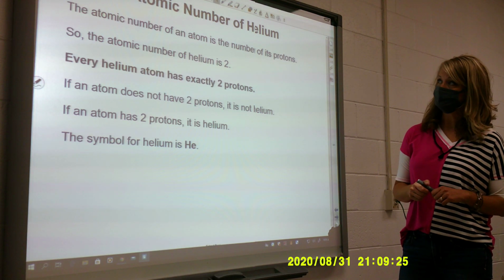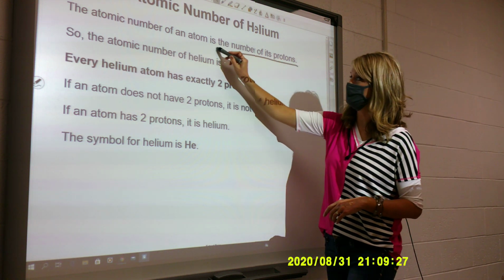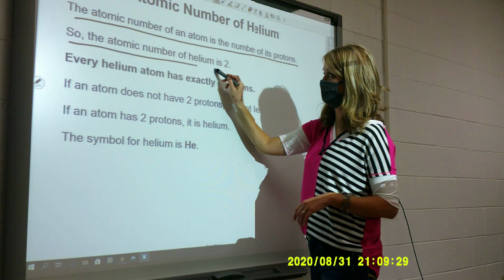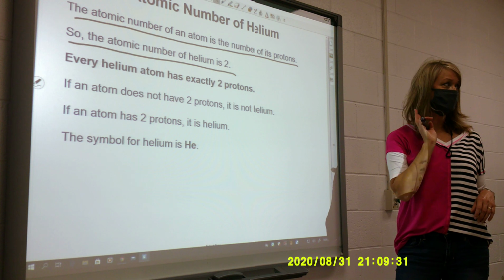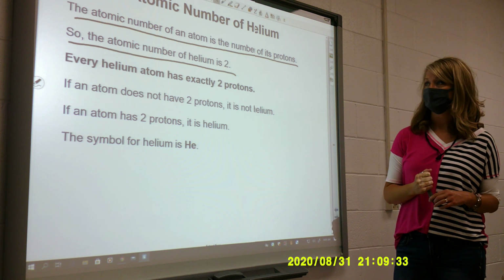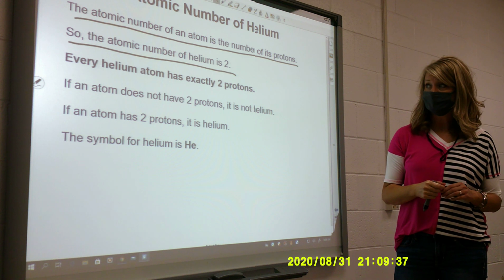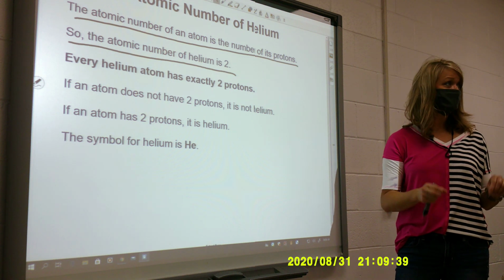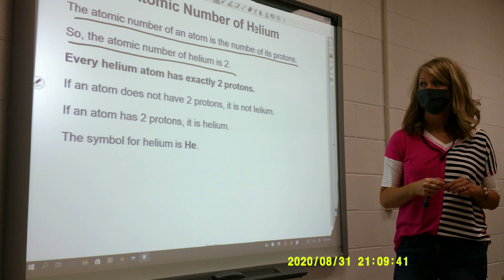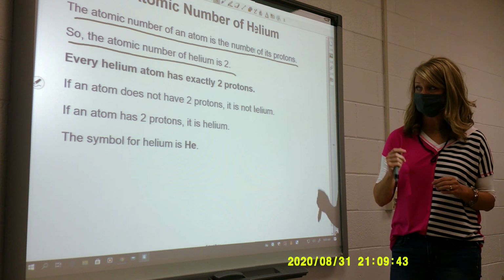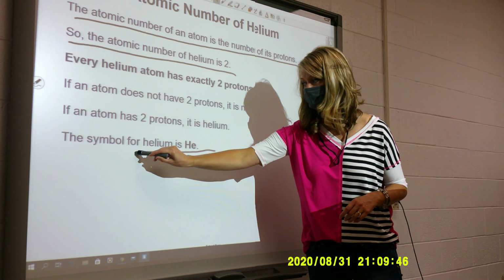The atomic number of an atom is its number of protons. So the atomic number of helium is 2. So it has 2 protons. Every helium atom has exactly 2. If an atom does not have 2 protons, it's not helium. If an atom has 2 protons, then it is helium, and its symbol is He.